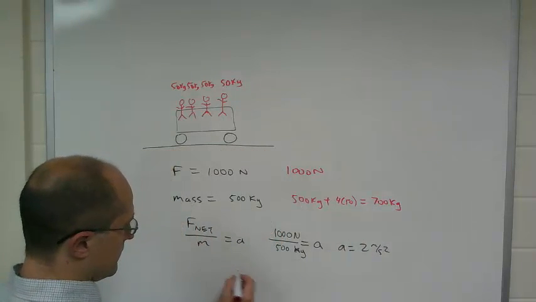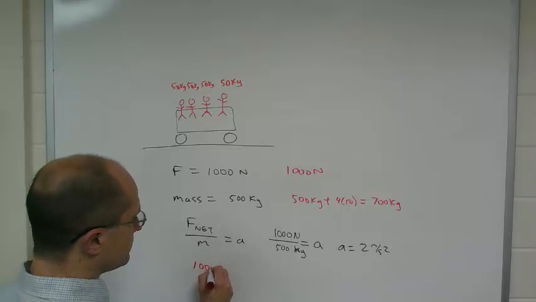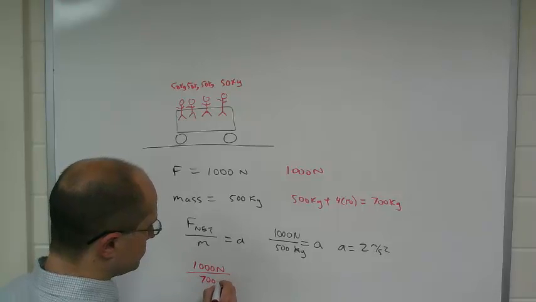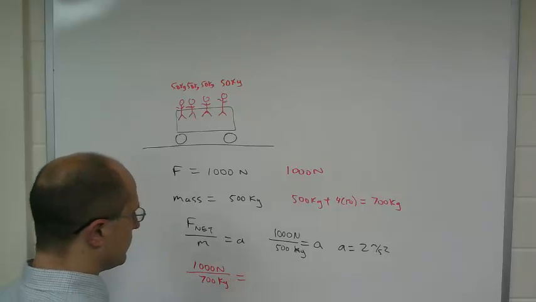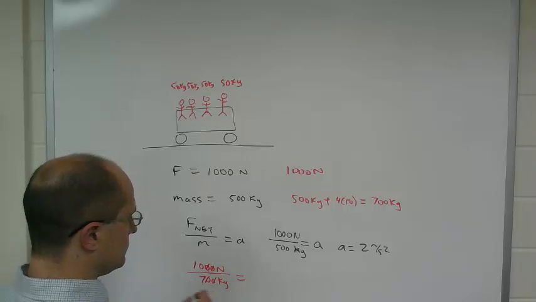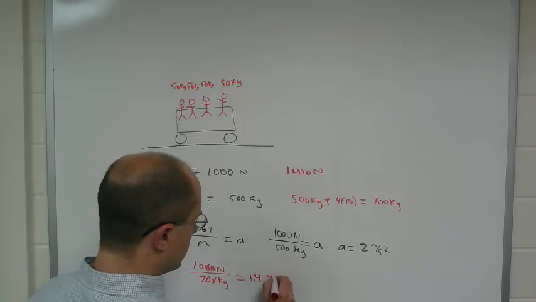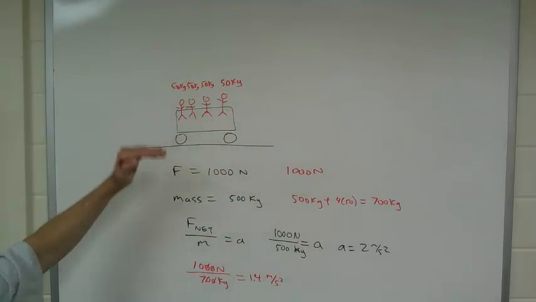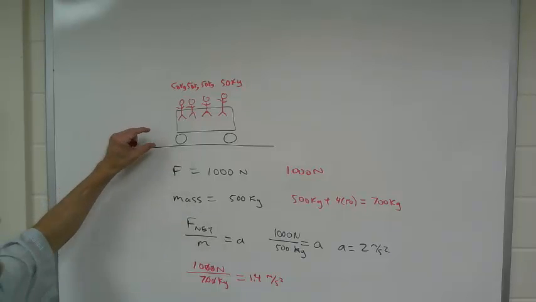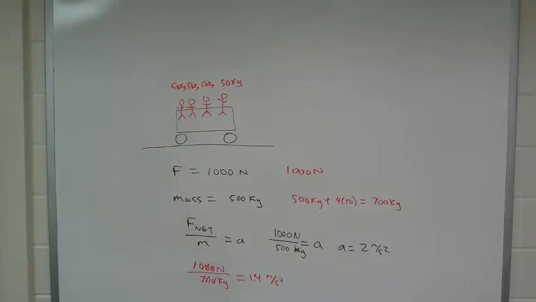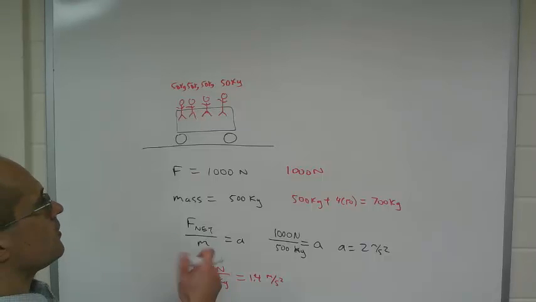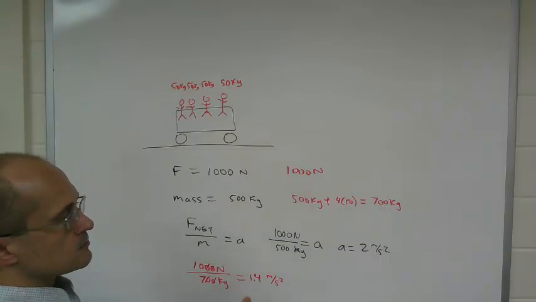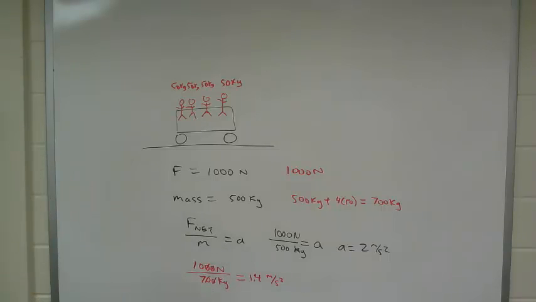So now when we look at the net force, our net force is still the same. It's 1,000 newtons. But now we have to divide by 700 kilograms. So that leaves us with an acceleration of 1.4 meters per second squared. And we see that our acceleration gets smaller because we've added people to the car. The engine isn't any stronger. It's still only capable of putting out 1,000 newtons. We have more mass, so our car's acceleration capabilities have decreased.